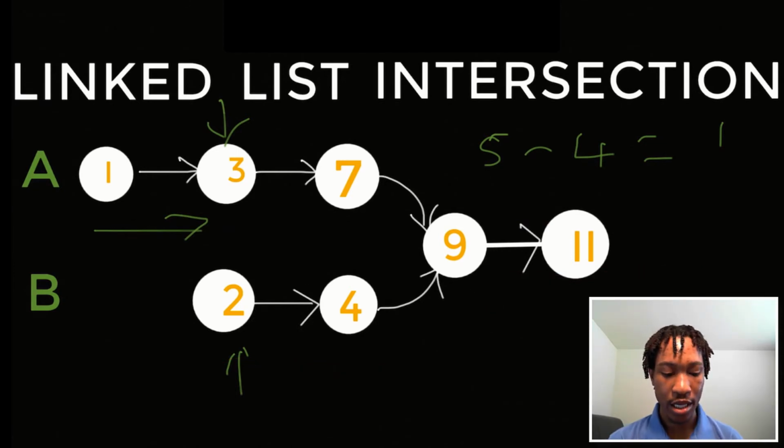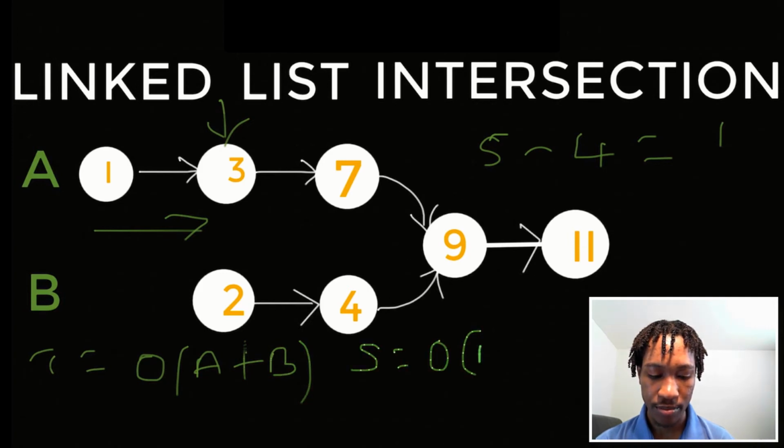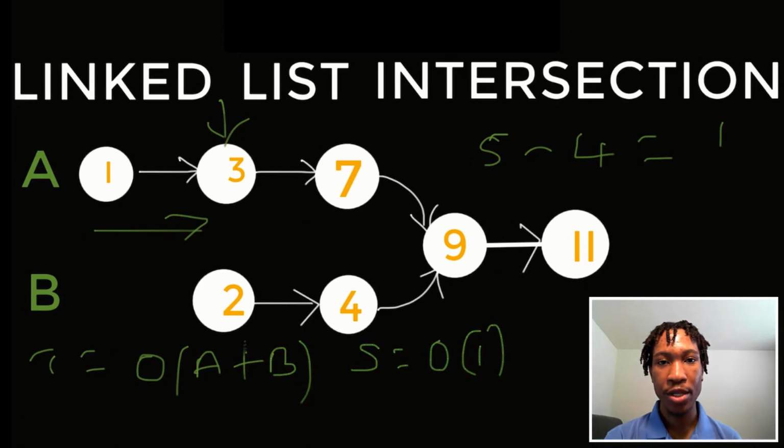For tradition's sake, I'm just going to write the time and space complexity, and then we'll go straight into the code. So for time complexity, we're running in O of A plus B time, and for space complexity, we're running in O of 1 space. Awesome. So let's dive right into the code for the optimal solution.